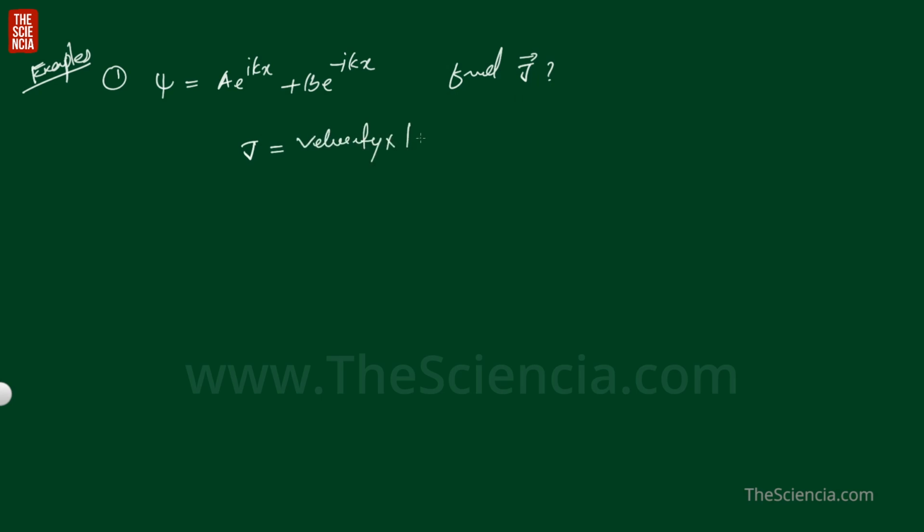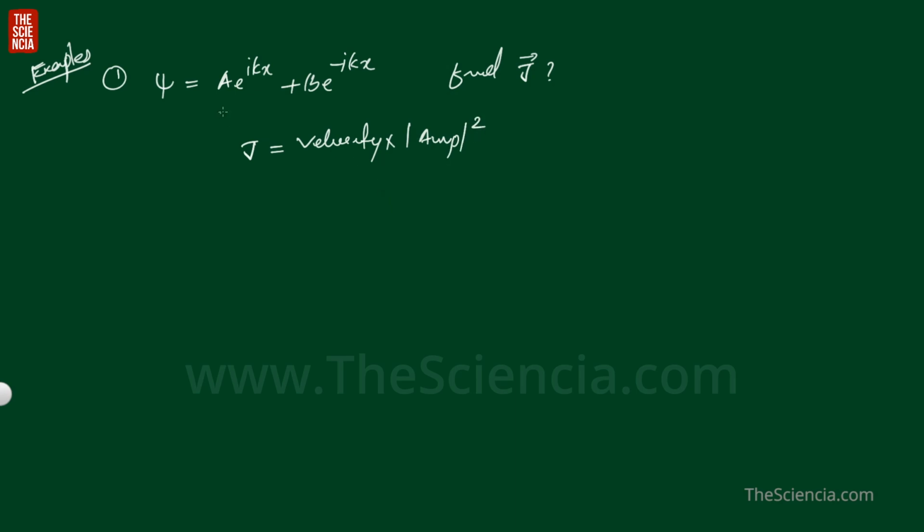Examples. First example, a wave function psi is given, that is equal to a e raised to ikx plus b e raised to minus ikx. Find current density J. So how we can find out? We know J is equal to velocity into modulus of amplitude square.